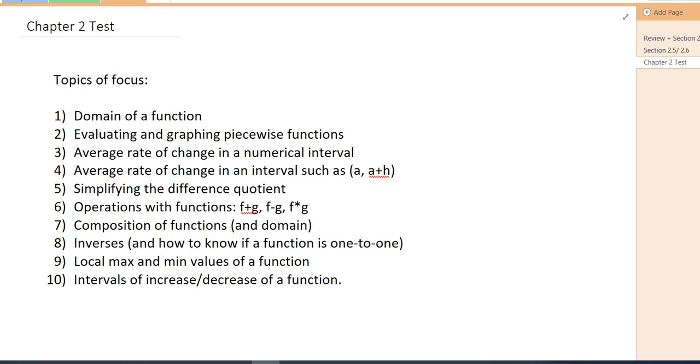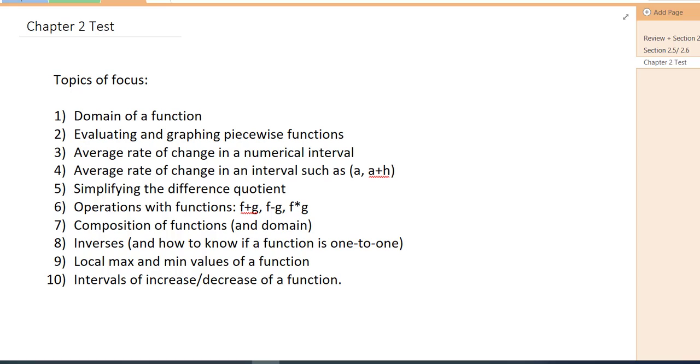Finding the average rate of change of a function in a numerical interval. So if I give you a function, find the rate of change in an interval, say 1 to 2. So that's what I mean by a numerical interval. Find the average rate of change of a function in an interval such as a and a plus h. So I could give you like 3 and 3 plus h, where the h is a variable. Simplifying the difference quotient, which is really just the same thing as number 4 with x and x plus h.